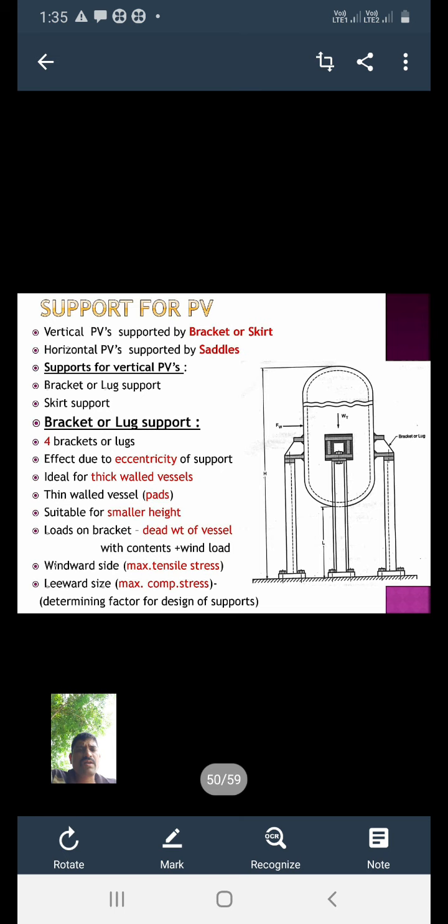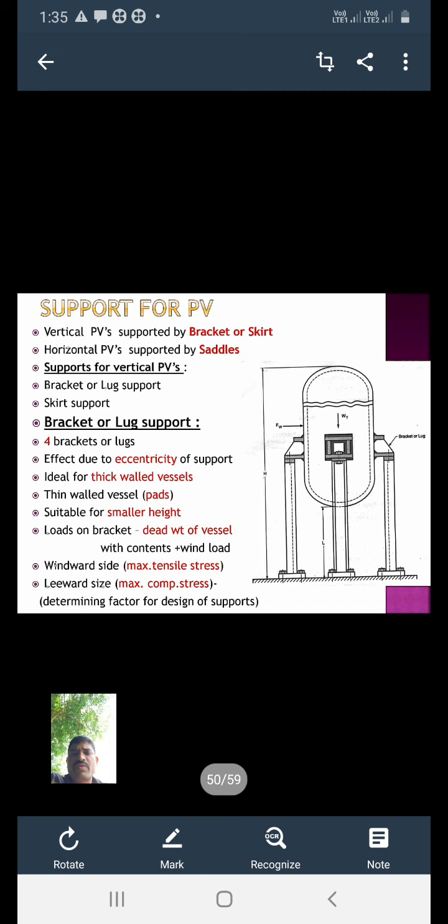In thin walled vessels, the area where the brackets are to be attached, we are welding the pads. Ideal for thick walled vessels; for thin walled vessels we use pads with the bracket or lug support. This is suitable for smaller height pressure vessels. Okay, this load comes directly on the bracket. Then how to calculate that load? We consider the dead weight of the vessel with contents plus the wind load.